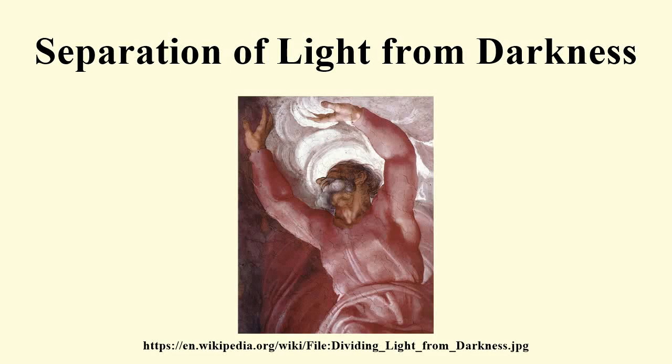The separation of light from darkness is, from the perspective of the Genesis chronology, the first of 9 central panels that run along the center of Michelangelo's Sistine Chapel ceiling and which depict scenes from the Book of Genesis. Michelangelo probably completed this panel in the summer of 1512, the last year of the Sistine ceiling project.